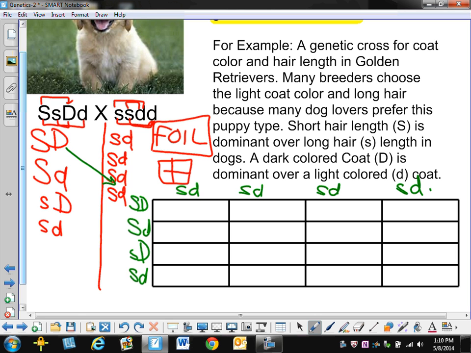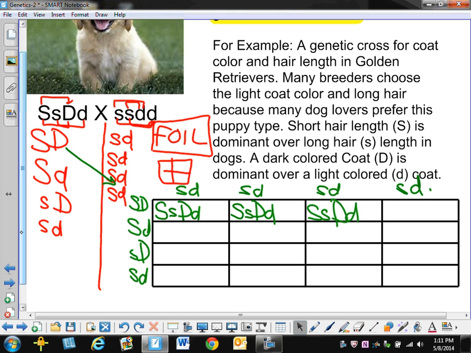But we're done. So now we have a big S and a little s. See this big S? See this little s? Just like we do in a normal Punnett square. We have a big D and a little d. We have a big S and a little s, a big D and a little d, etc. Does everybody kind of see what's going on here?